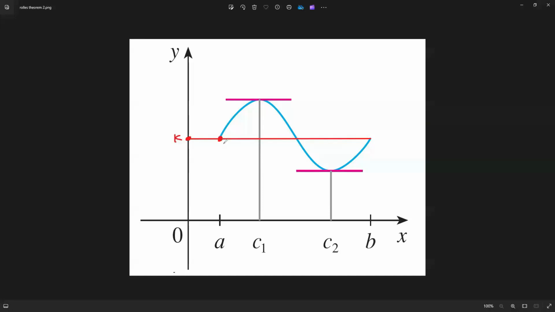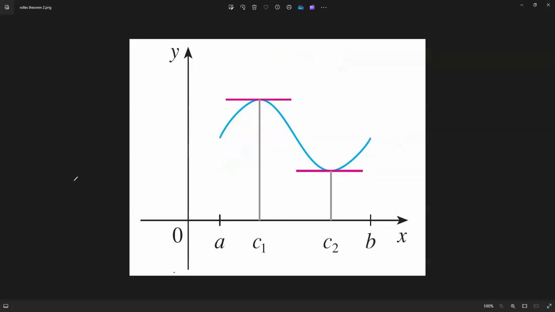So at x equal to a, on the graph, the value of y is k. So I have the point (a, k). And at x equal to b, the value of y on the graph is k, the same value. So we have the point (b, k). So when x is equal to a and when x is equal to b, we have the same value for y on the graph. So f(a) and f(b) are equal. So the given graph meets all three conditions of Rolle's theorem.